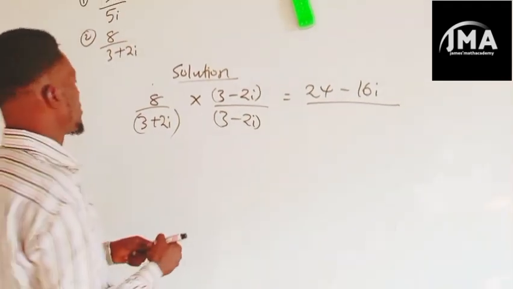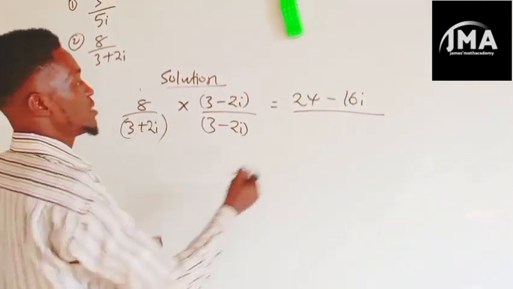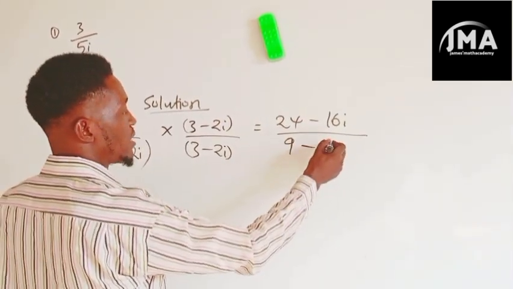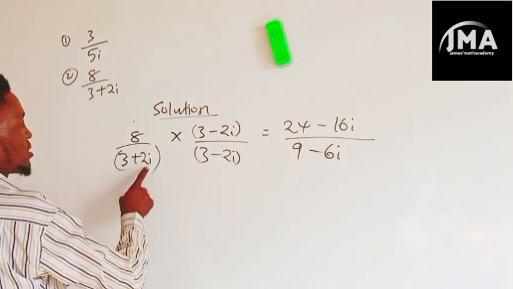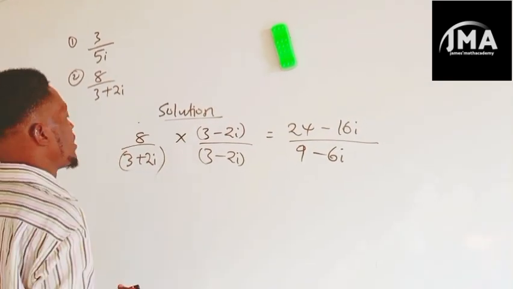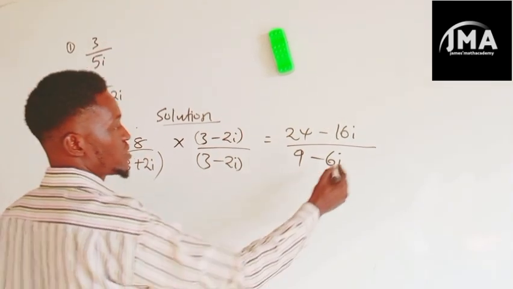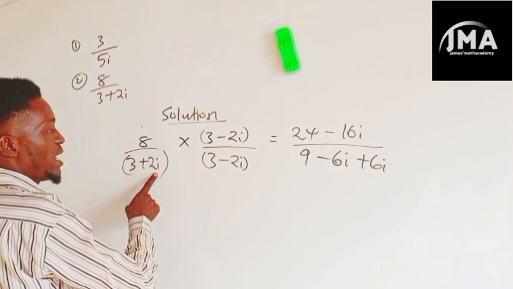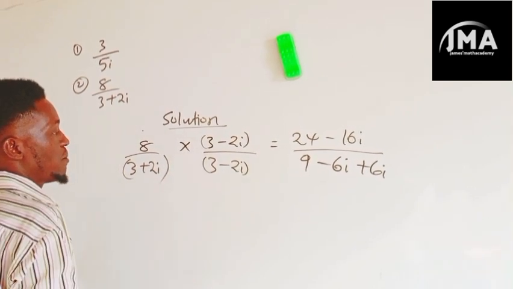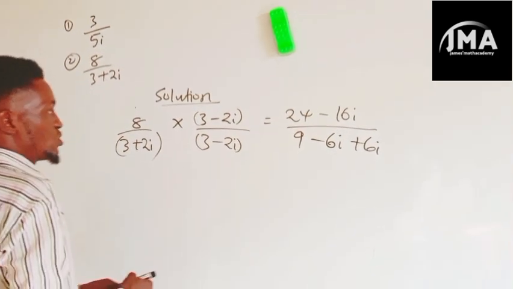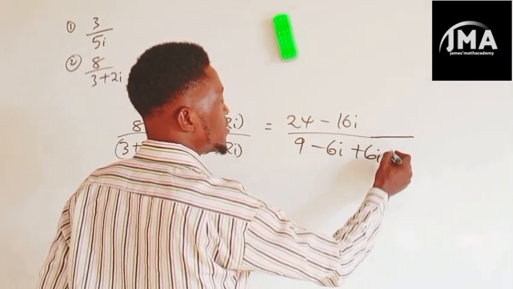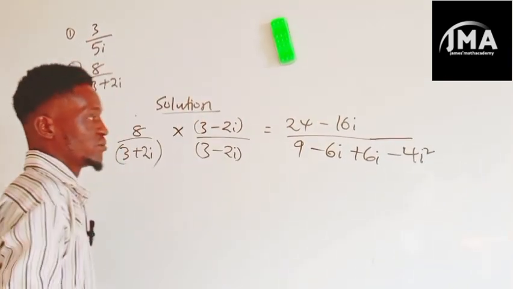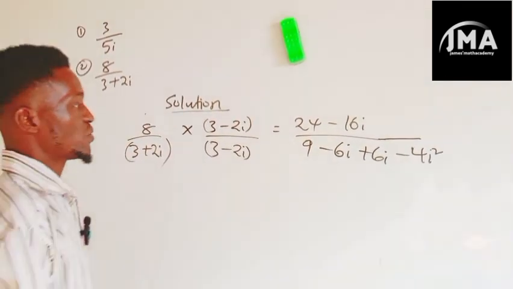So it will become 3 times 3, which is 9. 3 times minus 2i is minus 6i. 2i times 3 is plus 6i. Plus 2i times minus 2i is going to give you minus 4i squared, ain't it?